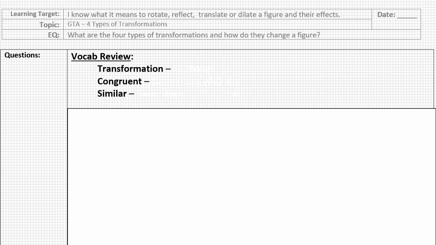We are going to start with reviewing some vocabulary we've been discussing in class. The first word, transformation, means to change. Congruent means that the object has retained the same shape and the same size, while similar means that the figure has retained the same shape but is now a different size.